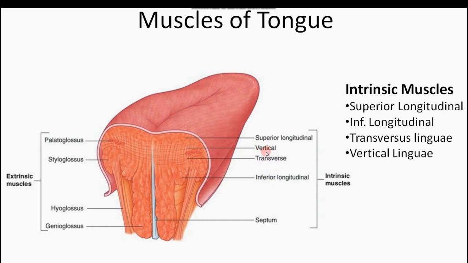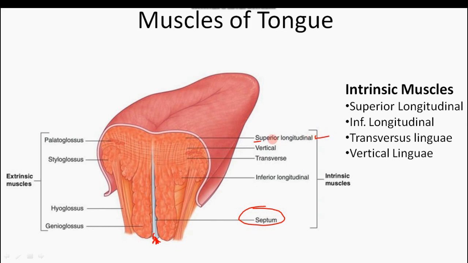All these intrinsic muscles are present on either side of this septum. This septum is known as the median fibrous septum. So on either side, there are a total of 4 pairs of intrinsic muscles. First we will talk about the superior longitudinal muscle.